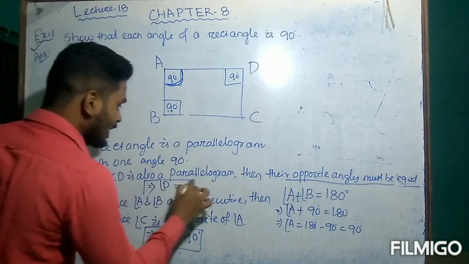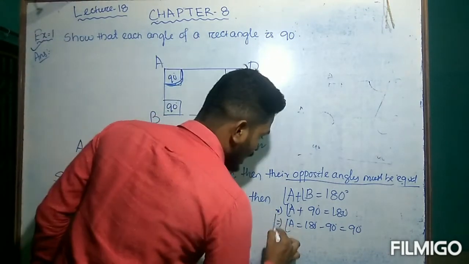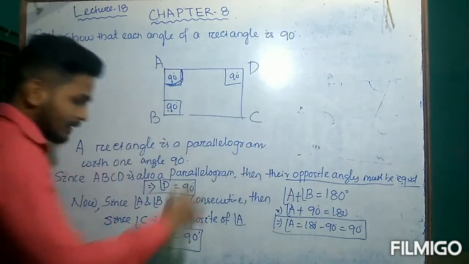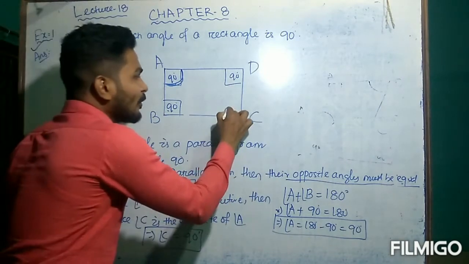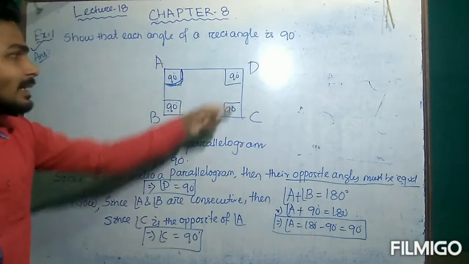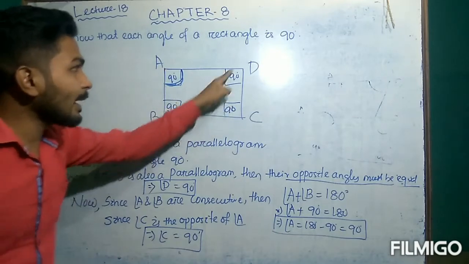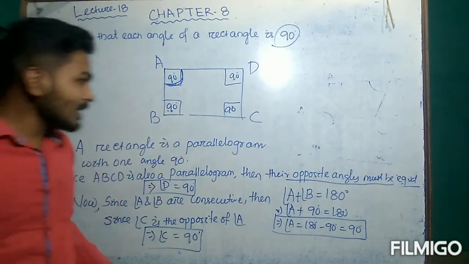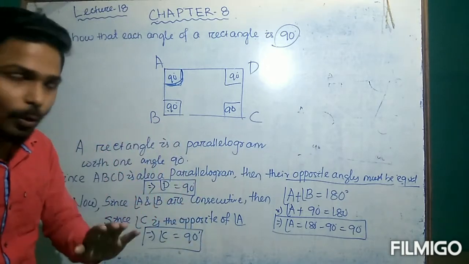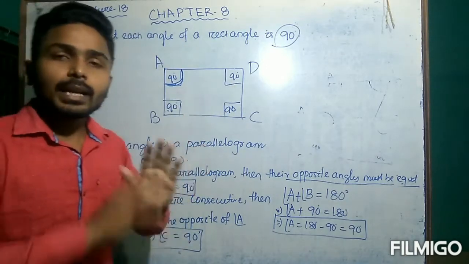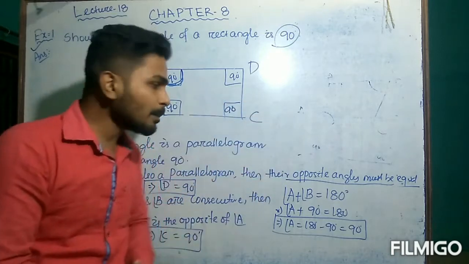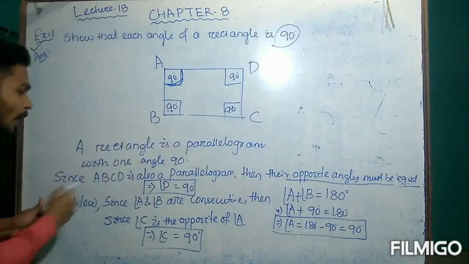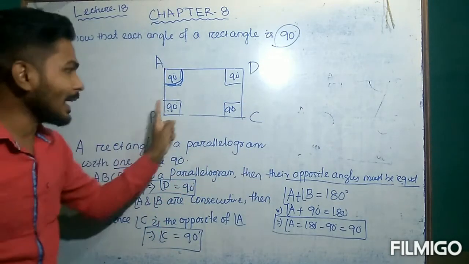Okay, here angle D, we get here C, and now here we get A is equal to 90. So what we found? We found in a rectangle each angle's value is 90 degree. Understood? So for this you have to take initially that we know in case of a rectangle is nothing but a parallelogram in which only one angle is 90.